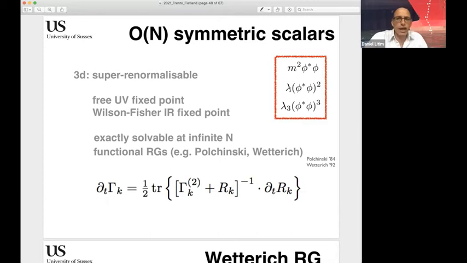The angle from which I would now like to look at this theory is from the angle of large n. The reason for this is that in large n, some of the results can be rather rigorous, and this is what I'm going to exploit a tiny bit later. So what I'll be using is functional RG methods, maybe in the formulation introduced by Wetterich some time back. So you've already seen this flow equation. Sabine has been talking about it and others.